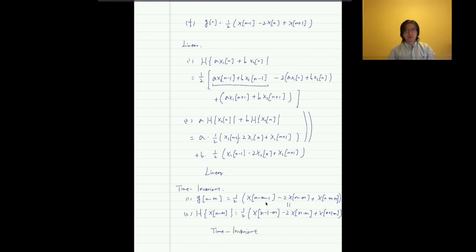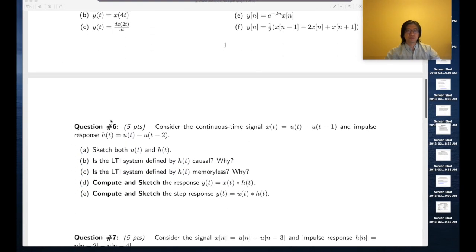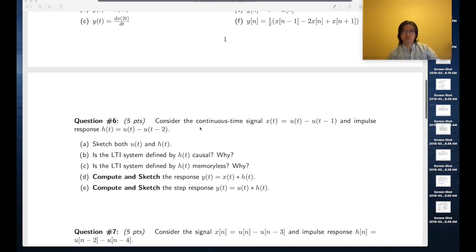Okay, good. Next, let's take a look at question number 6. So this is our question number 6. In this question, we consider an LTI system, right? The input signal is u of t minus 1, and the unit impulse response of the system is h of t equals u of t minus 2, right? So now let's solve all of the questions here.